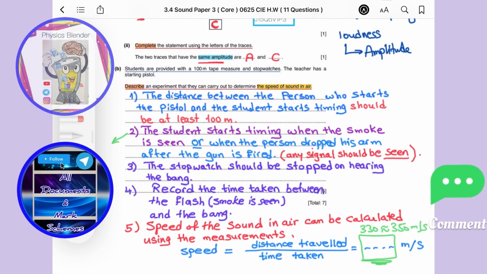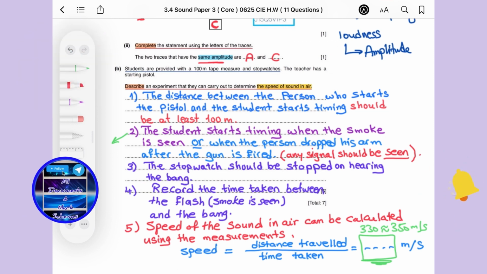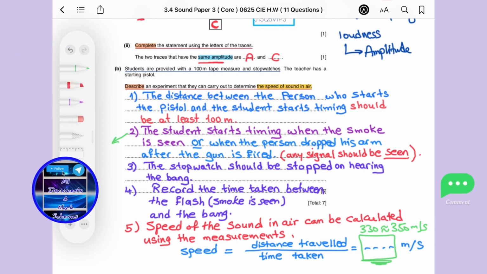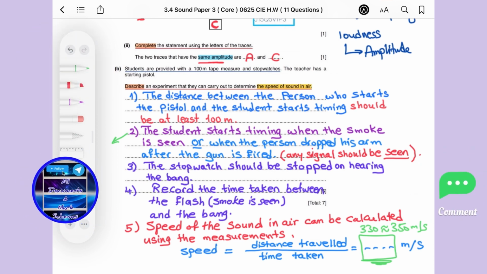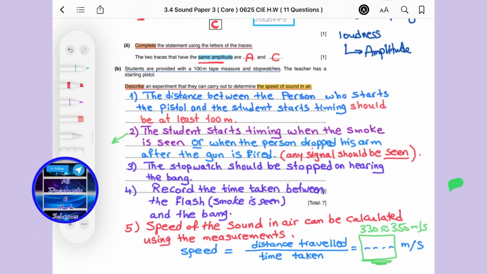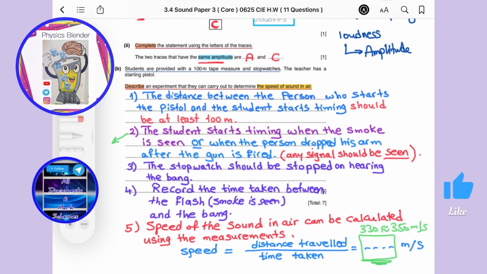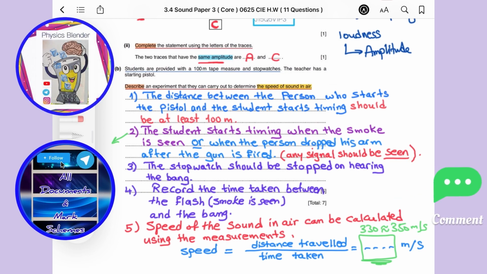Please tell me in the comments, what are the factors affecting the speed of sound in air? Is it temperature? So you can tell me how temperature can affect the speed of sound in air. This is number 1. Number 2, the speed of sound differs from one medium to another. Tell me why. What are the reasons the speed of sound differs from one medium to another?